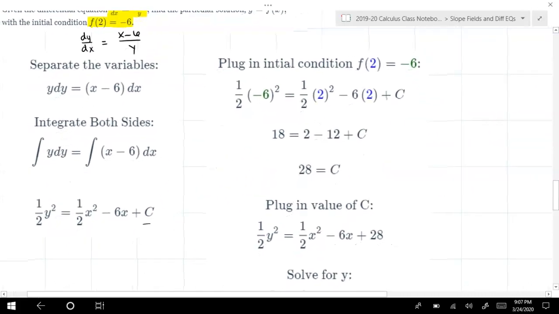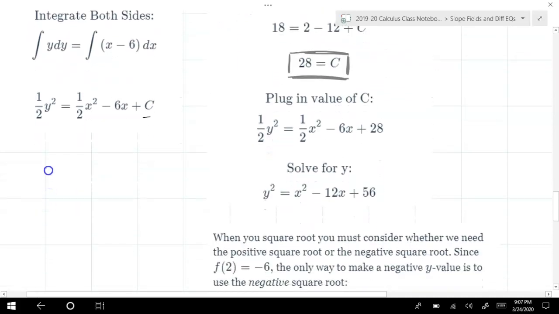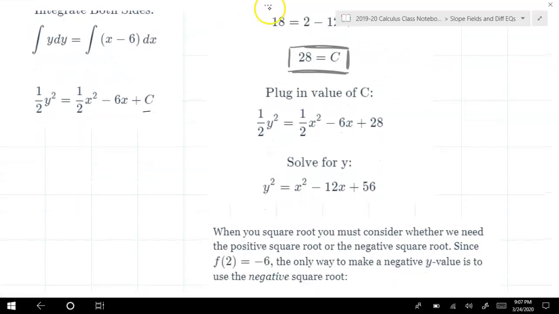Plug in the initial condition. So we sub the initial condition in to find c. The ultimate goal is to find c, so that we can sub it back into the equation, and now we have all of our unknowns. So we plug c in and then solve for y.